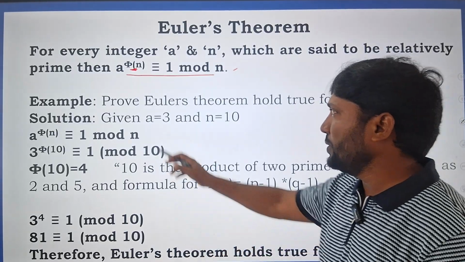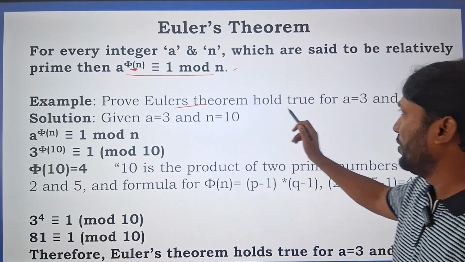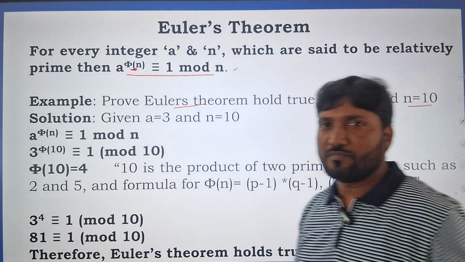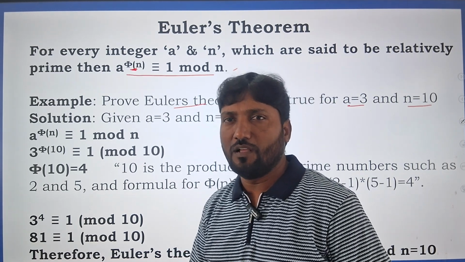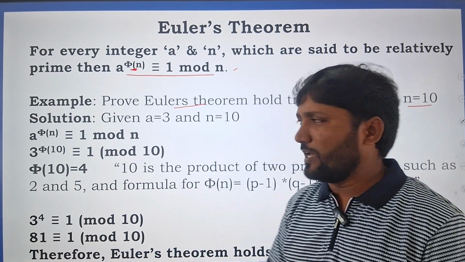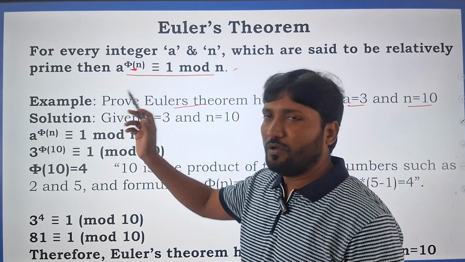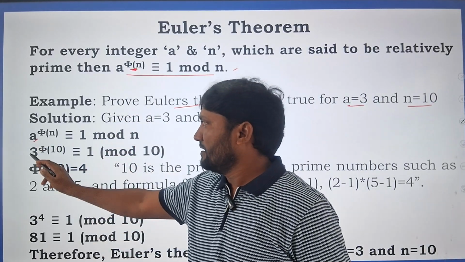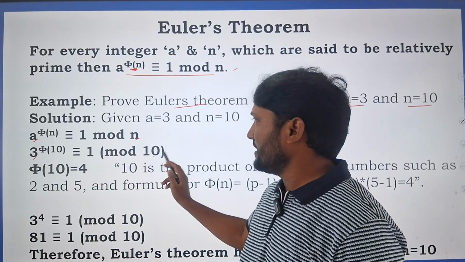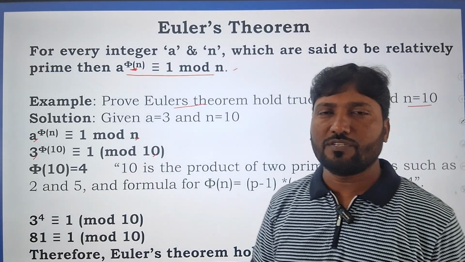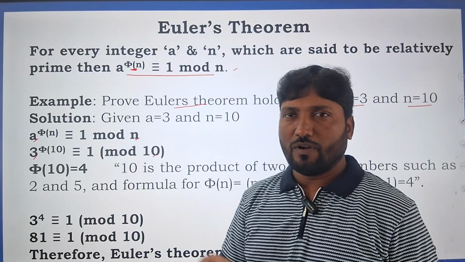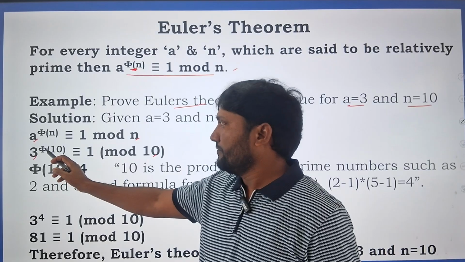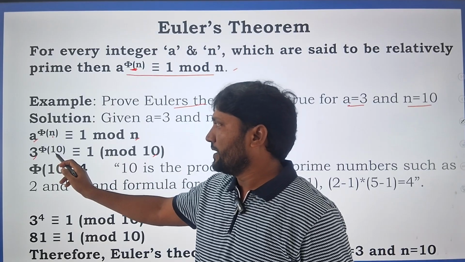equation. Now prove that Euler's theorem holds true for a equals 3 and n equals 10. That means two values are given, the a value and the n value. In this formula, now apply the given values. What is the a value here? 3, and the n value is 10. Now the first step is to substitute the given values a and n. Then phi of n becomes phi of 10.